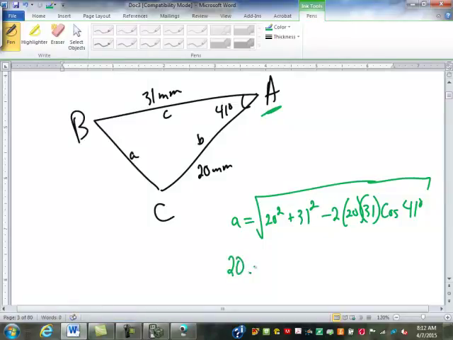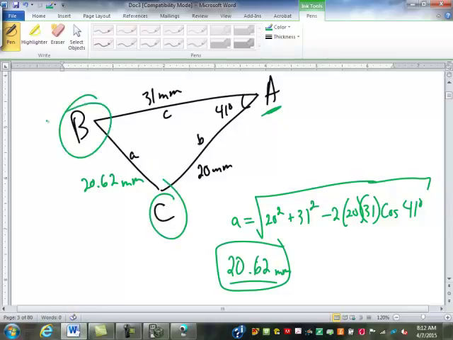Is that what you had, Cody? Yeah, I got 20.619. That works. And once you have that, of course, you guys all know how to find the other angles from there. Which angle are we going to find first, C or B? Say B, because it's across from the smaller side.